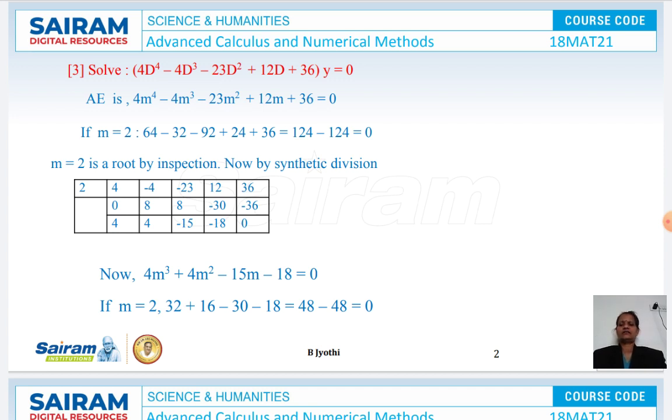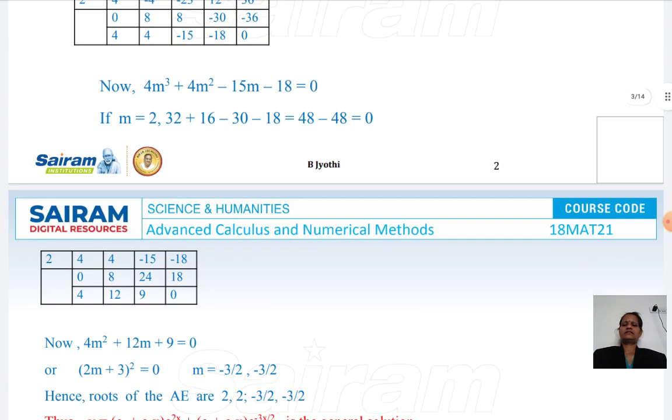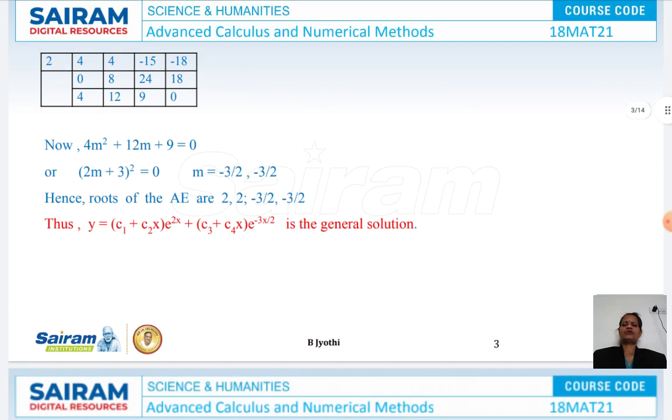Then, by synthetic division, we reduce this equation to 4m^3 + 4m^2 - 15m - 18 = 0. Again, if we put m = 2, that is one of the roots. Once again, we apply synthetic division, which reduces to 4m^2 + 12m + 9. That gives us m = -3/2 and -3/2. Hence, the roots are 2, 2, -3/2 and -3/2. And the solution will be (c1 + c2x)e^(2x) + (c3 + c4x)e^(-3x/2). That is the general solution.